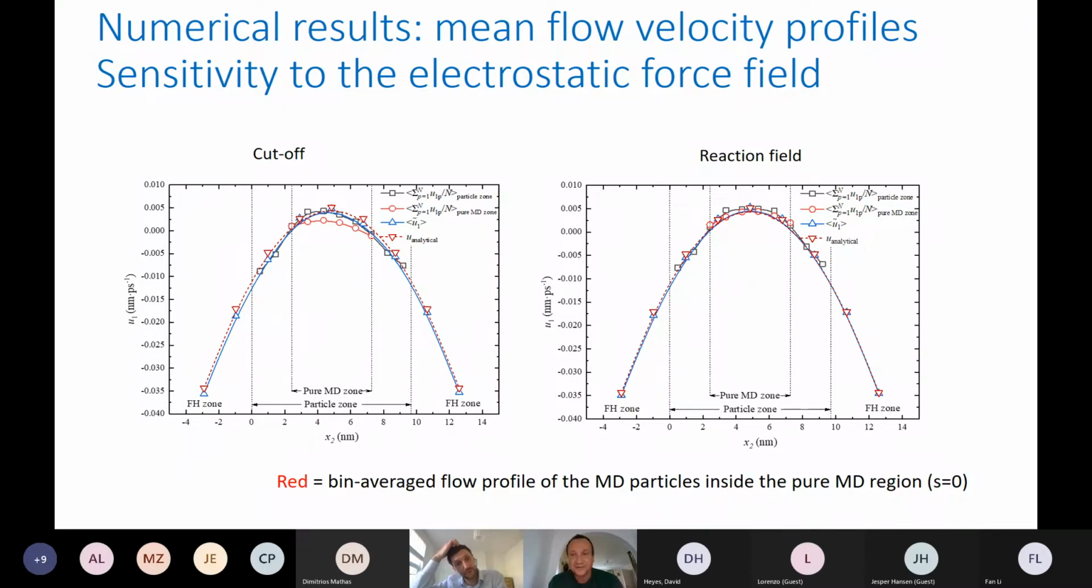From the literature, we know that there are different methods, and one of the crudest methods is based on the cutoff, whereas the reaction field is more recommended, as well as PME. And what we find is indeed that the reaction field appears to work better for preserving the profile of the mean averaged flow velocity of MD particles inside the pure MD region.